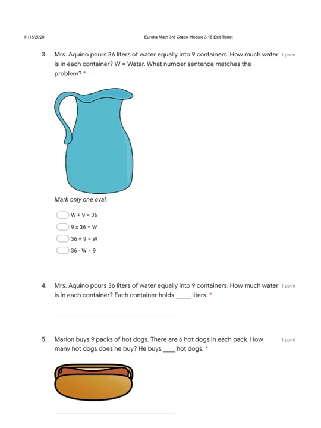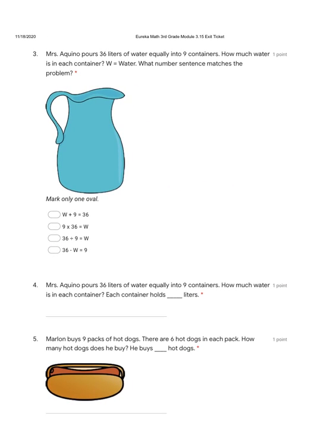This is Eureka Math, Grade 3, Module 3, Lesson 15 Exit Ticket. Let's look at our first problem. Miss Anquino pours 36 liters of water equally into 9 containers. How much water is in each container? W equals water. So our unknown is how much water is in each container. That's what we have to solve for, and we will write a W to represent that.